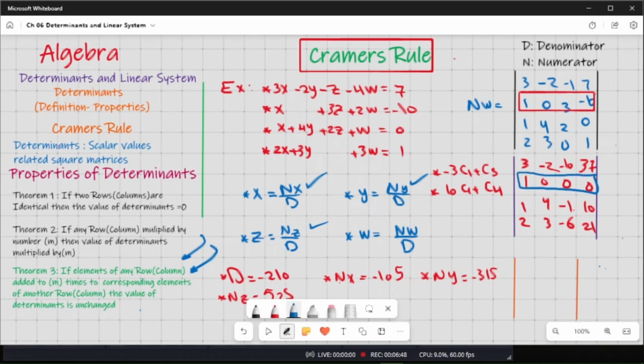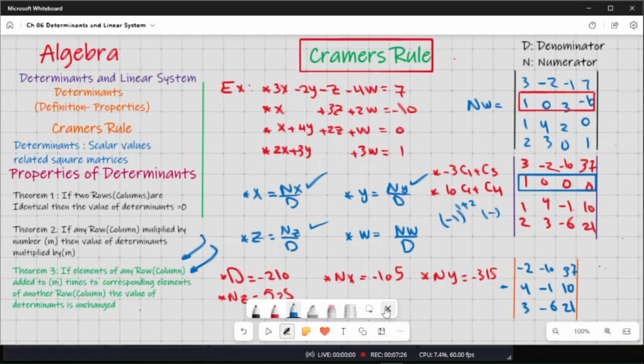So just we have here our row, and here the sign of this element in first column and second row. So here our sign is negative, so we just put negative here and start to put our minor: negative 2, negative 10, 37. Here we have 4, -1, 10, 3, -6, 21.